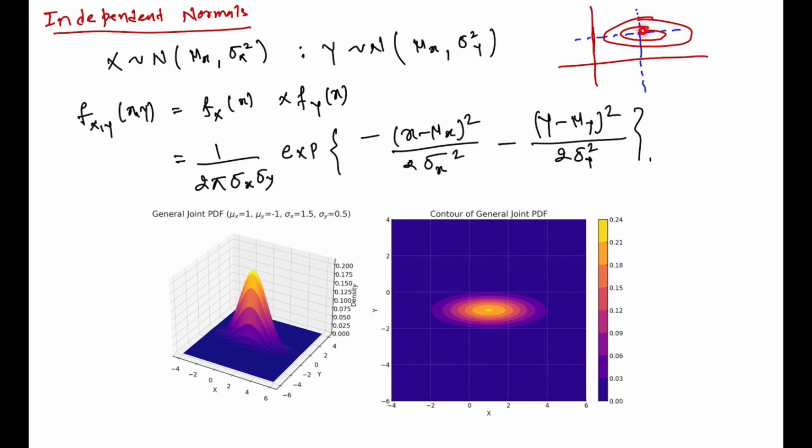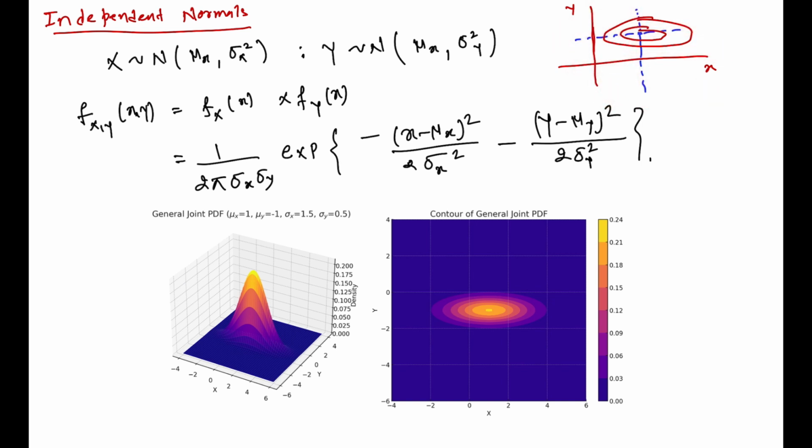And for each ellipse, the height of the joint PDF will be constant, right? And this is what you can see here in the contour plot. And if sigma y is greater than sigma x, then you would have a contour that would look like this, right? One more point to note here is that the axes of the ellipse will be parallel to the original axes, right? So the axes of this ellipse will be parallel to the original axes.